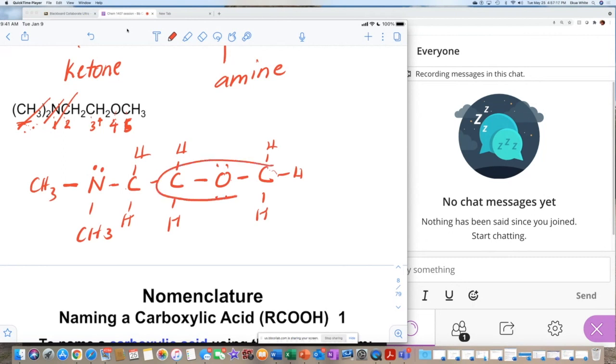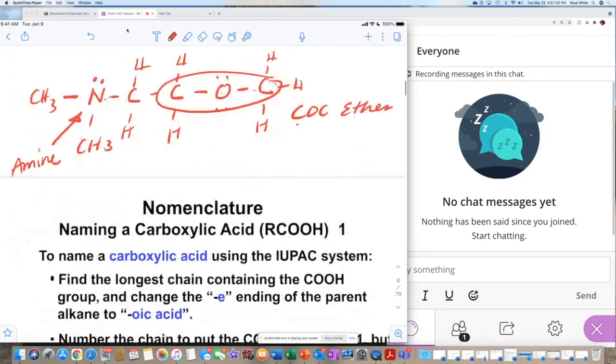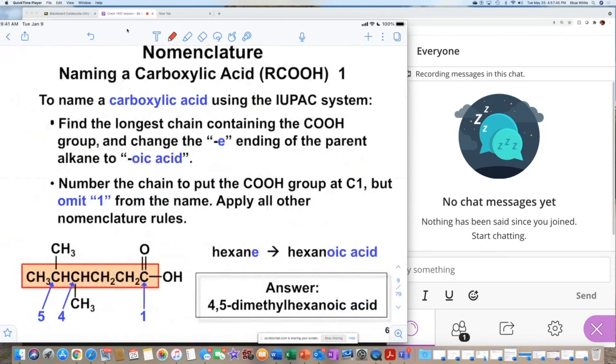So what I see here, COC, COC is an ester group. Sorry, not ester. This is an ether group. COOC is an ester. This is an ether group. And over here, we're fine. Over here, we have NC, NC, NC. This is an amine group. Okay, I'm going to spend some time on that to make sure that you guys are comfortable with that.